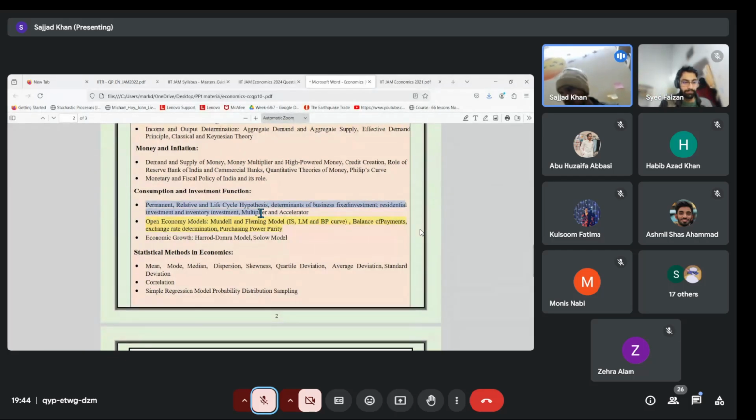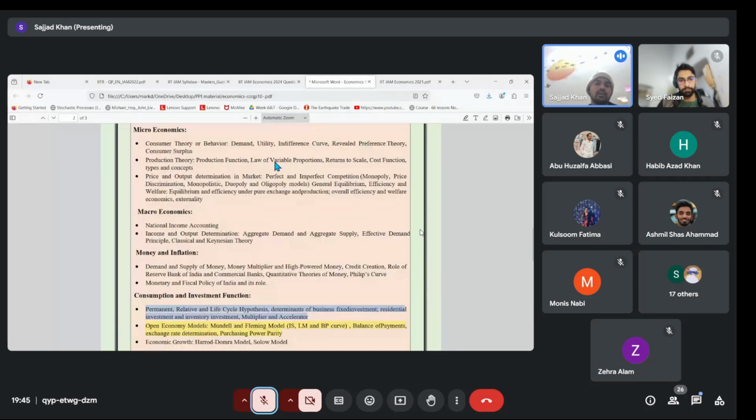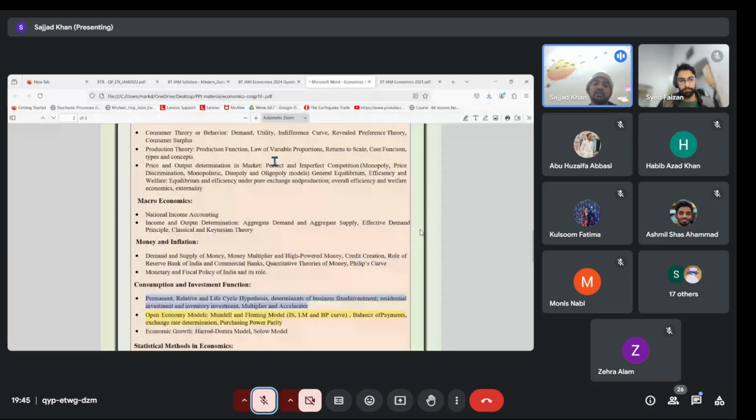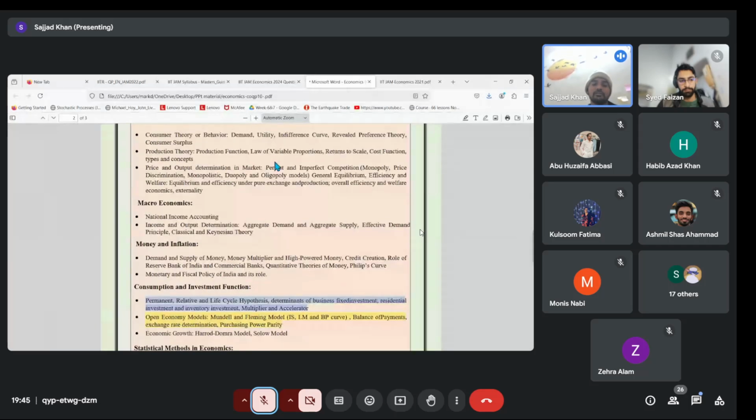Yes, last year, in 2023, one question about the import multiplier was asked. But from a CUET perspective, it is an important topic. And for macroeconomics, I will recommend HL Ahuja and Mankiw are enough for CUET.